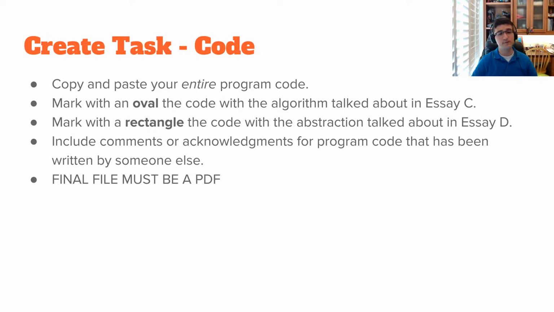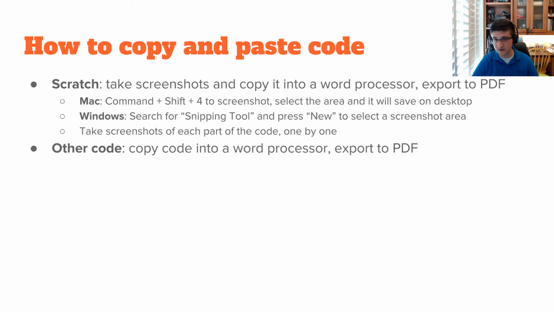And then another thing I want to point out, you have to include comments or acknowledgments for program code that has been written by someone else. So create a little text box or something, point to the code, or just draw something around the code. Don't draw a circle because remember, we're using an oval for something else. I recommend you just draw an arrow and then write out saying this code has been created by someone else. Maybe write their name. It's not necessary, but you have to make sure you add that comment. And remember, the final file needs to be a separate PDF. This is absolutely mandatory.